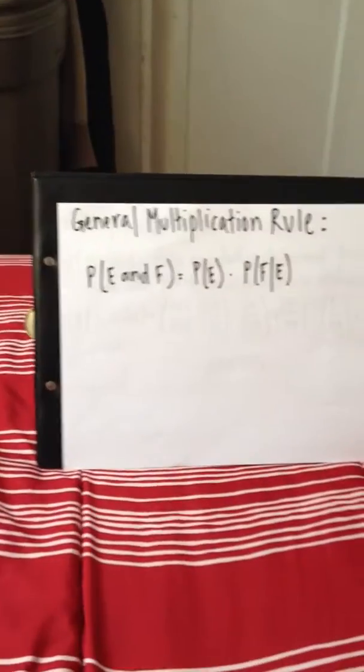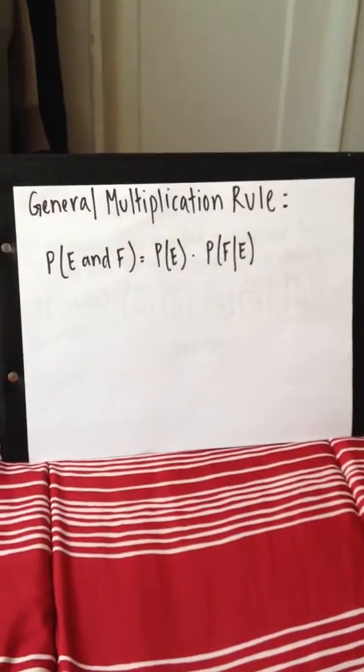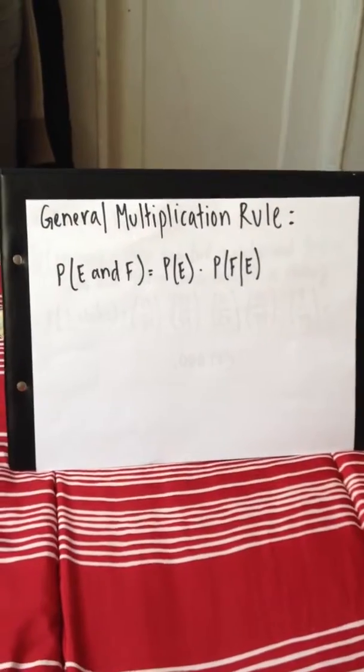For part A, I use the general multiplication rule, which is the probability of E and F equals the probability of E times the probability of F given E.